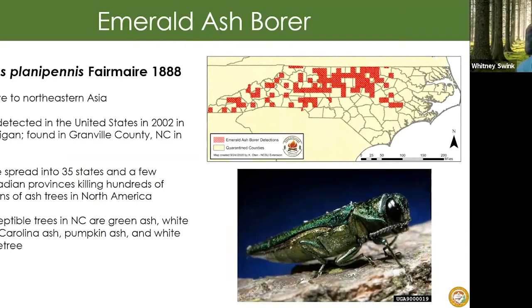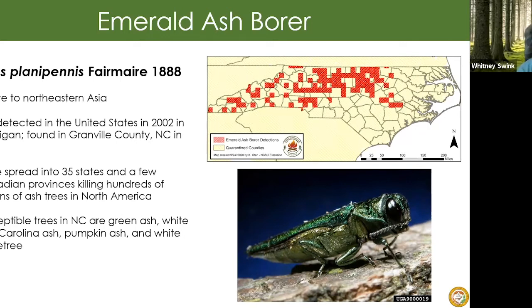So I want to first start by talking about Emerald Ash Borer. This is a pest I imagine most of you are familiar with by now, because unfortunately it is spreading throughout our state. For those who've never heard of it before, Emerald Ash Borer is a beetle pest that is native to northeastern Asia. It was first detected in the United States in Michigan in 2002, and it's believed to have come in on wood pellet products. In North Carolina, it was first found here in Granville County in 2013.